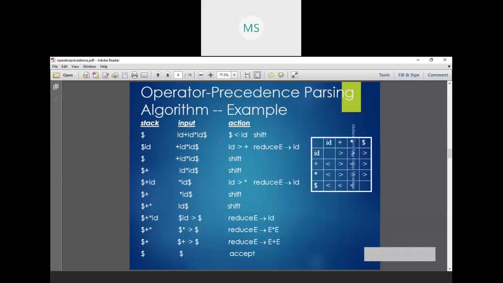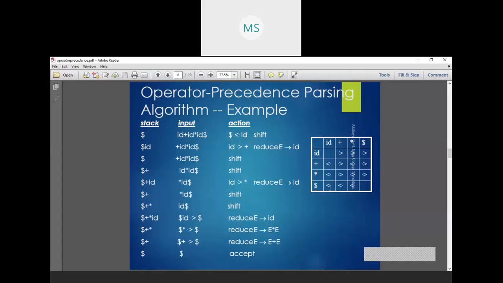The input is W ended with dollar, and the table contains the terminal symbol relationships. This is the constraint. Now I have to start. I have to scan my input, dollar and ID. What is the relationship between dollar and ID? You can check it. The dollar and ID relationship is less than.